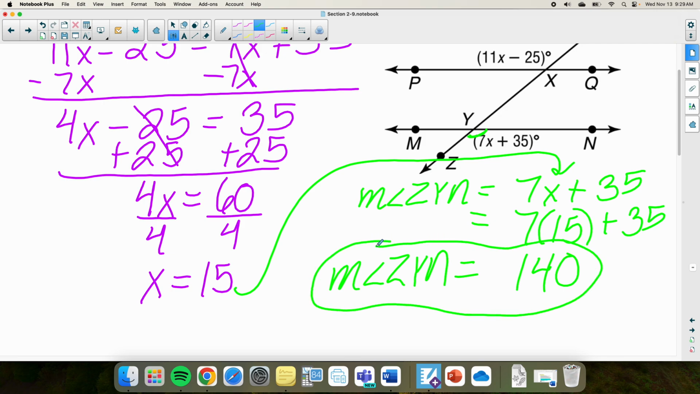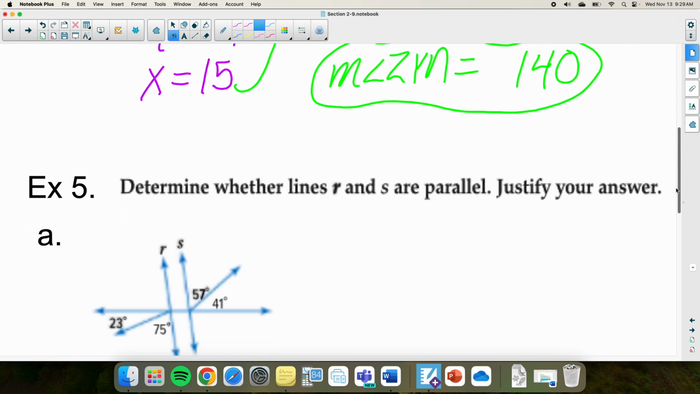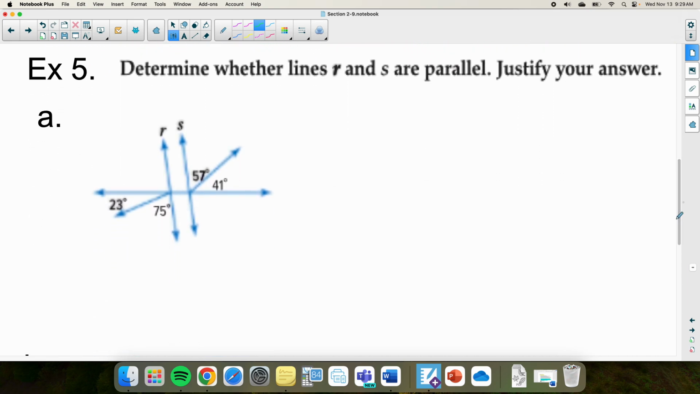Most of the questions are only going to ask for x, but just watch if you have something that's more than that. Okay? Now, this one right here, it's kind of blurry, but they want to know if R and S are parallel. Okay? And it says justify your answer. You do not have to worry about that. Okay? So here's the deal. Or actually, I think I am going to have you justify. Sorry. Okay, so here's the deal.